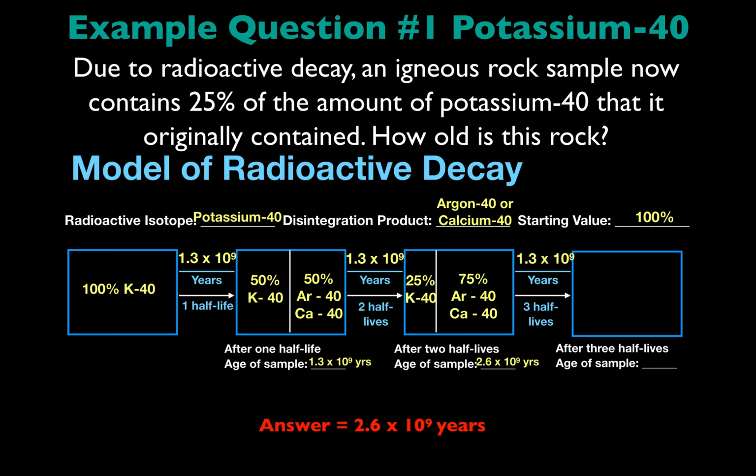After another 1.3 times 10 to the 9th years goes by, after we have 3 half-lives, that 25% potassium-40 we had prior is going to get cut in half to 12.5% potassium-40, which means the remaining 87.5% is going to be argon-40 and calcium-40. At this point, if we want to add up the age of our sample to see how much time has passed since the beginning, we have 1.3 times 10 to the 9th plus 1.3 times 10 to the 9th plus another 1.3 times 10 to the 9th. Just adding those coefficients together, we end up with 3.9 times 10 to the 9th years old.